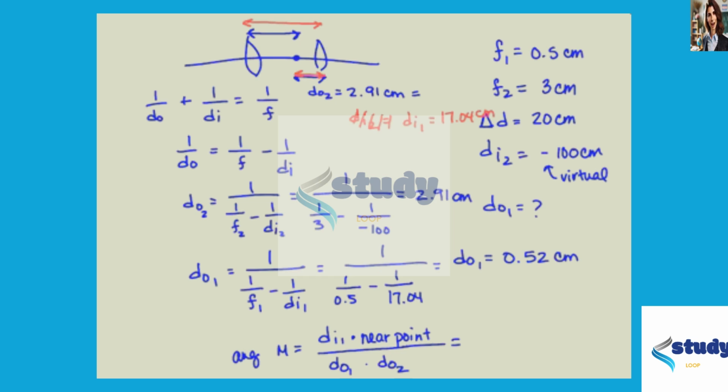So this becomes DI1, which we calculated to be 17.04, and then this was 25 centimeters, and again, it's to the left since it's a virtual image, and then DO1, we calculated to be 0.52, and our DO2 was 2.91, so you can almost round that to 3, and you should get a negative 272.4. Again, this is a ratio, so this does not have any units.